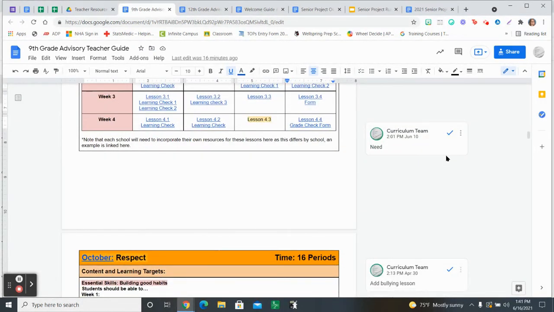There may occasionally be comments from the curriculum team throughout the course guides, but those will all be cleaned up before teachers get to that month.